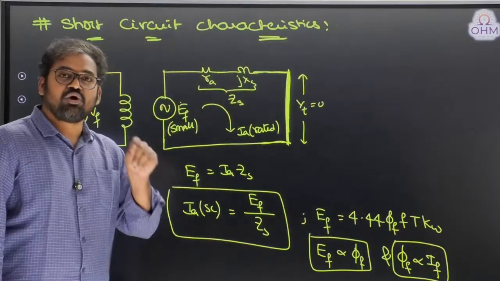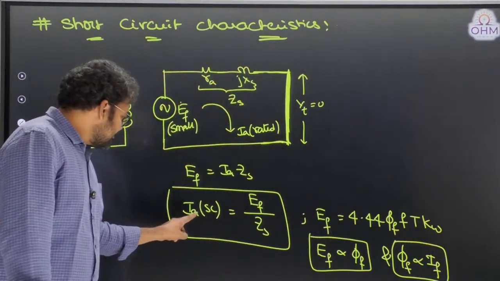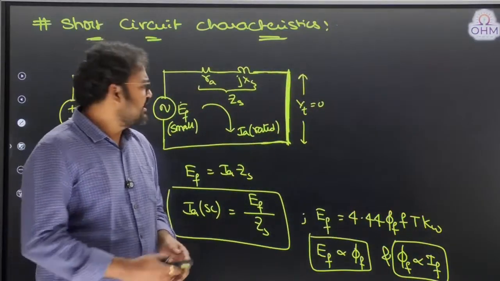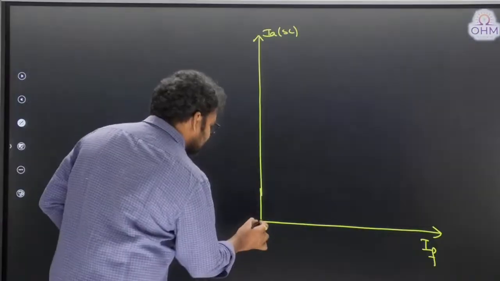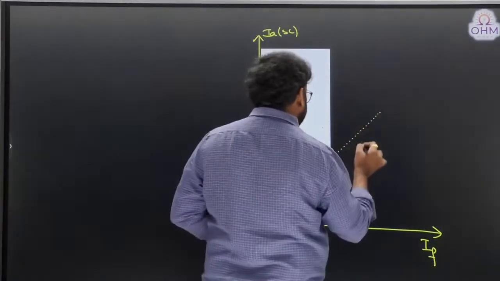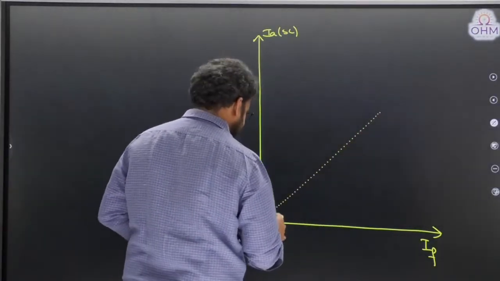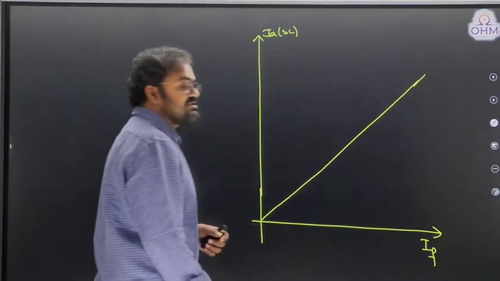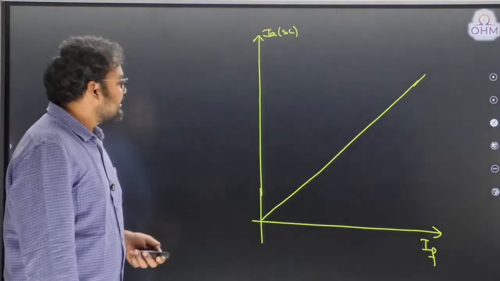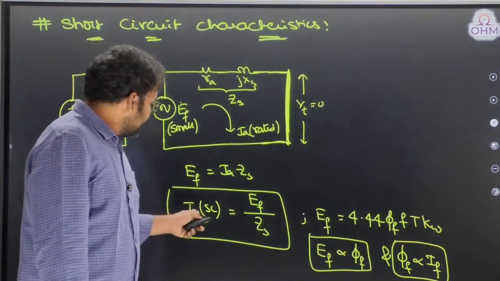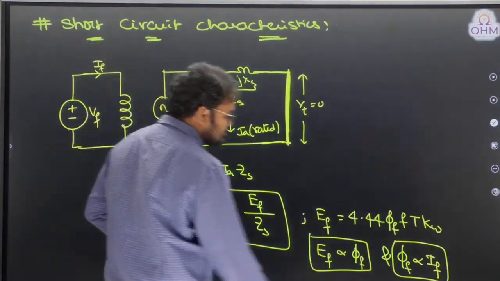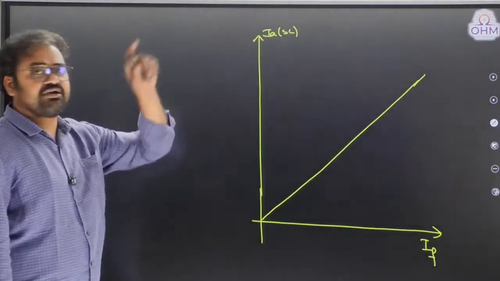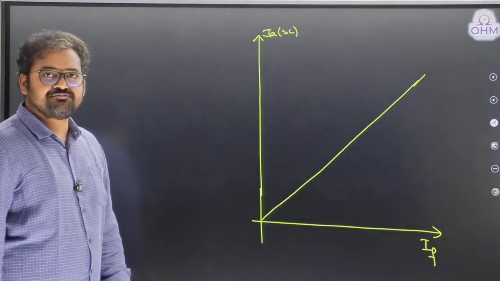Therefore, finally, what is the relation between short circuited armature current and field current? Can I say direct proportionality? Therefore, if you draw this short circuit characteristic, it will be like a straight line passing through the origin. Why is it like a straight line passing through the origin? Because of direct proportionality. Short circuited armature current and field current are both directly proportional. So it will be a straight line passing through the origin.